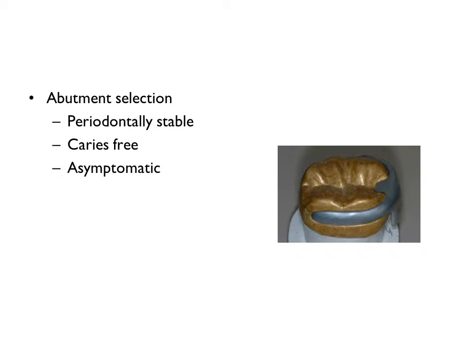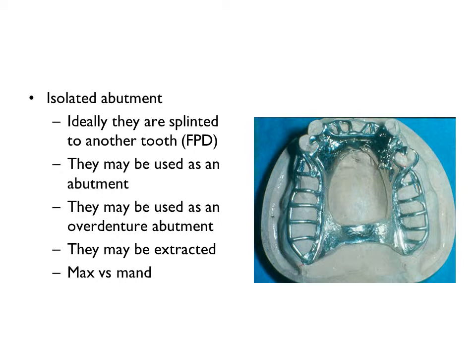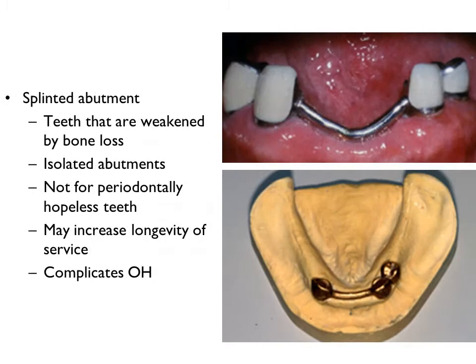Use of the isolated abutment is somewhat controversial. The maxillary second premolar is a common example. Ideally, the isolated abutment will be splinted to a nearby tooth. Other options for the isolated abutment are to use it as a normal abutment, as an overdenture abutment, or to extract the tooth. Splinting is an option for teeth weakened by bone loss.